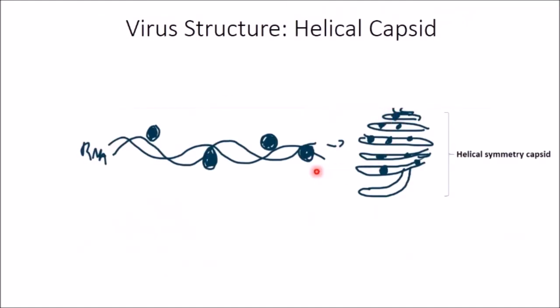Now let's go through the helical capsid. What you do is you take the capsomers, like this is the same capsomer we've seen before, and it's RNA this time. You only get RNA helical capsids, and you fold it up to form this helical symmetry capsid. Simple. So that's it. And this is what's surrounding the DNA and the RNA of the virus. Either it's going to be a helical capsid or an icosahedral capsid. Okay? So those are the two shapes.